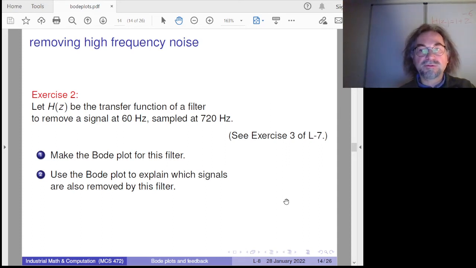But note that the purpose of this filter was to knock out a signal that's running at high frequency, and that is noise. So as a side effect, you will knock out also other signals. That, by the way, was also asked in the previous lecture in exercise 3. So these exercises are kind of linked.